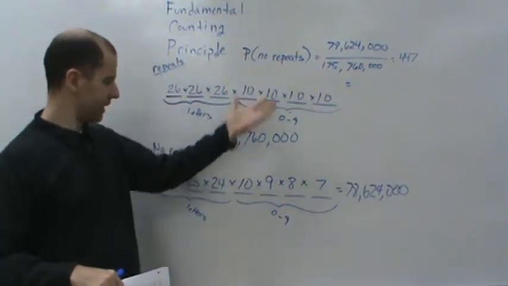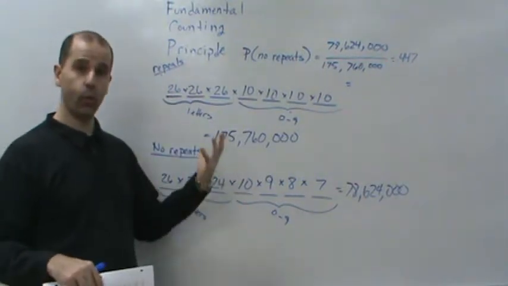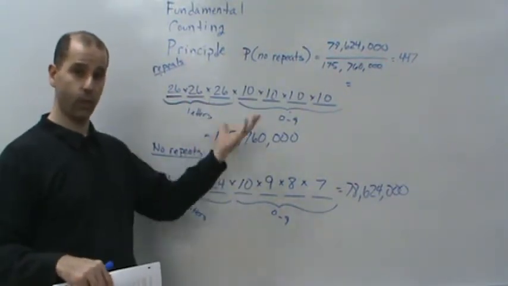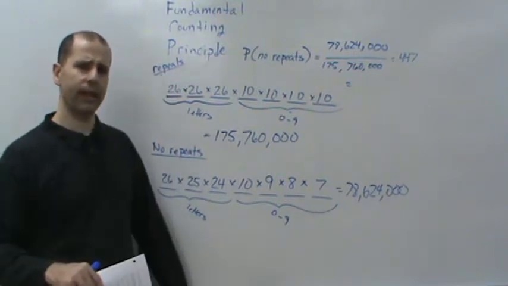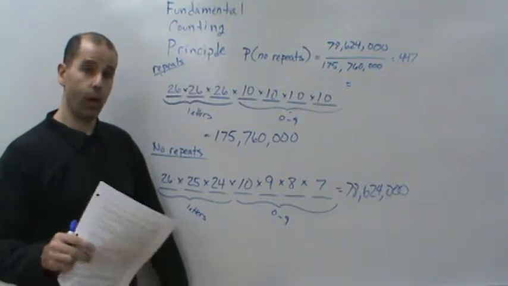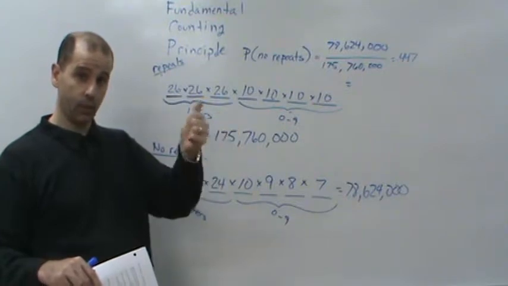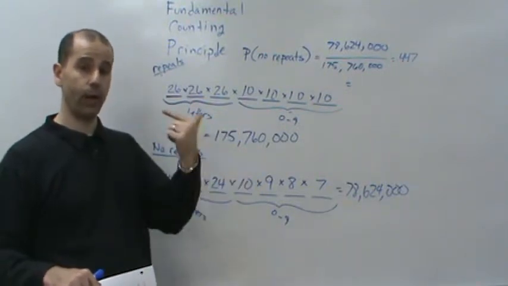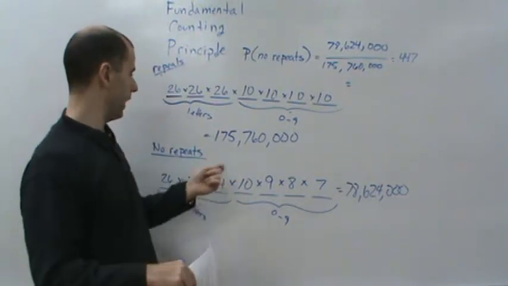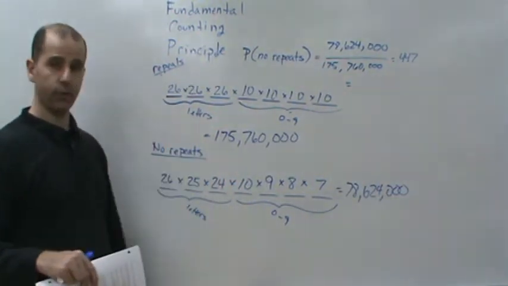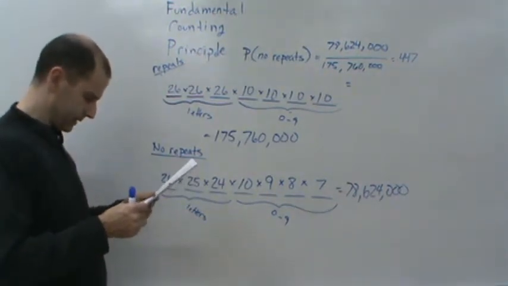So if I was asked, let's say I didn't know this, but I know the situation, I know what state it is, I know this is the way you do the license plates. And if I was asked, what's the probability that I get a license plate with no repeats? Well, I would need to know how many ways I can get a license plate with no repeats, and I would also need to find out how many different license plates are possible, which would allow for repeats. Then I would just go through and use the fundamental counting principle. I hope that makes sense.